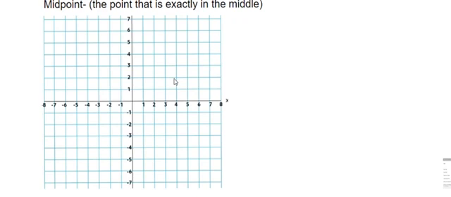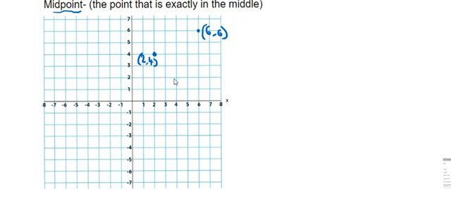So if I was to pick the points 2, 4, so the point 2, 4 is there. And I was to pick the point 6, 6. So what the midpoint actually is, the midpoint is the point that is exactly in the middle. So for this one, it looks nice and simple.